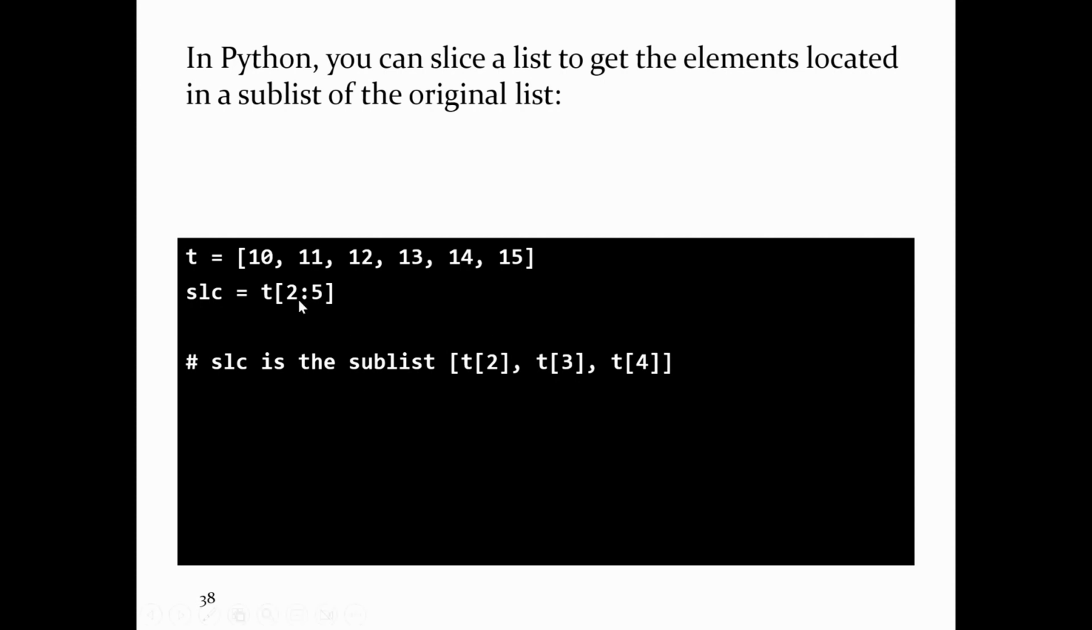So here I can slice my list T, starting at index 2, so 0, 1, 2, so starting at the 12, going up to, but not including, index 5. Remember that when you slice, you don't include that index in the slice. So 2, 3, and then 4. So that slice is the list 12, 13, 14.